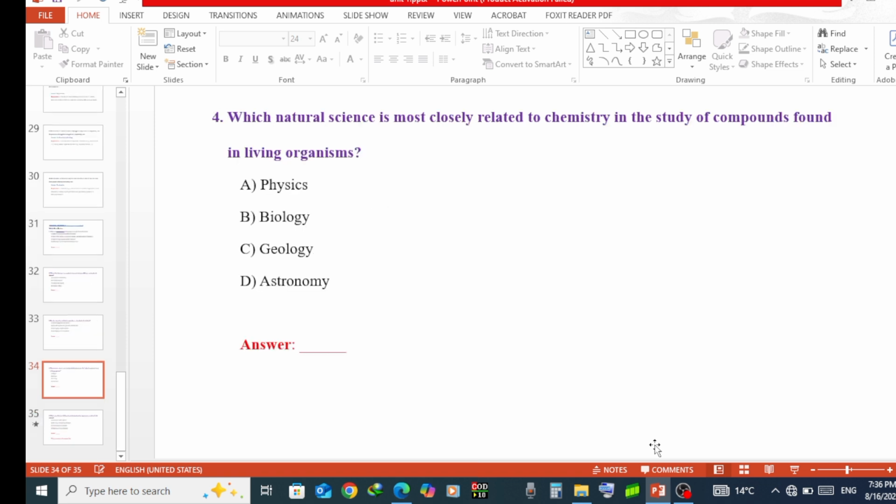Question number 4. Which natural science is most closely related to chemistry in the study of compounds found in living organisms? A. Physics. B. Biology. C. Geology. D. Astronomy.